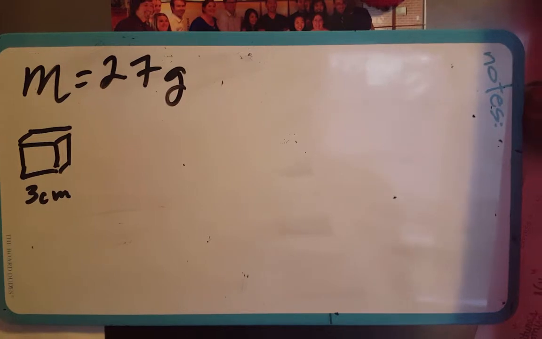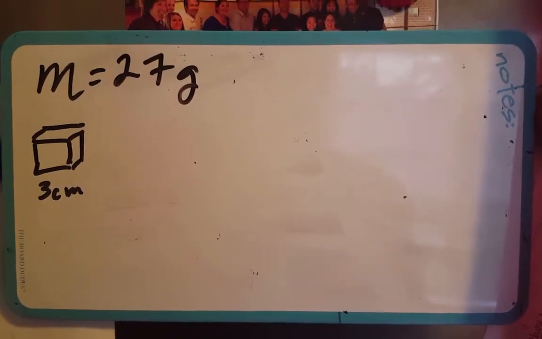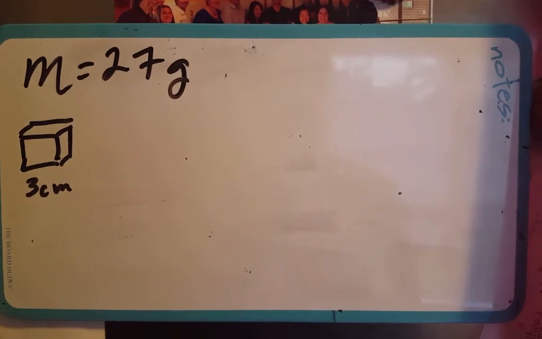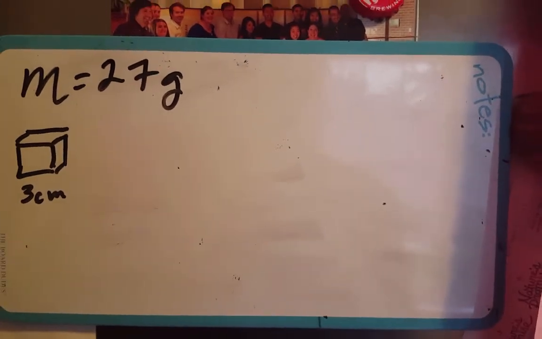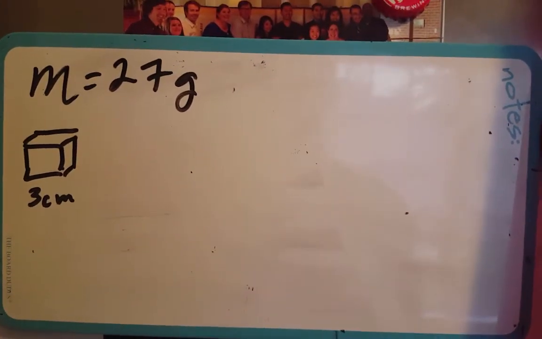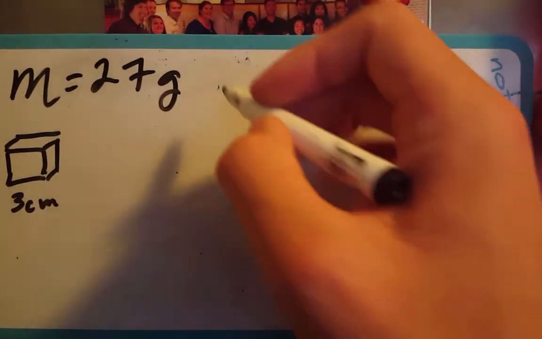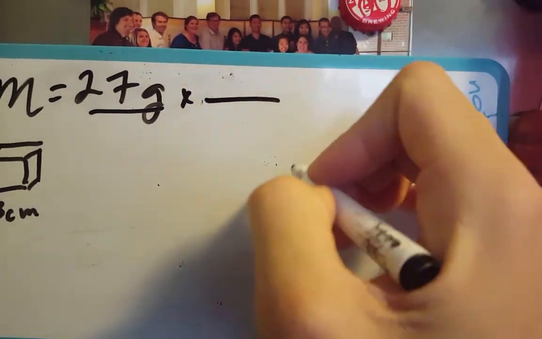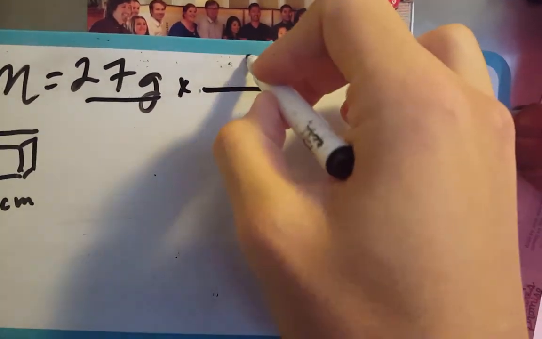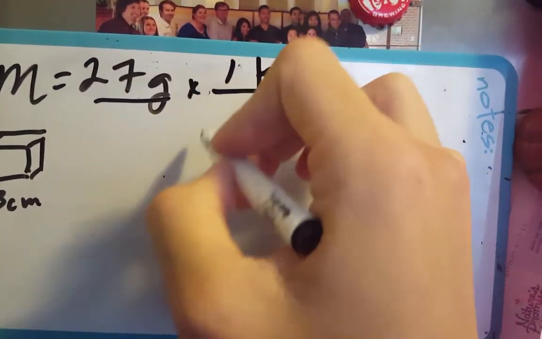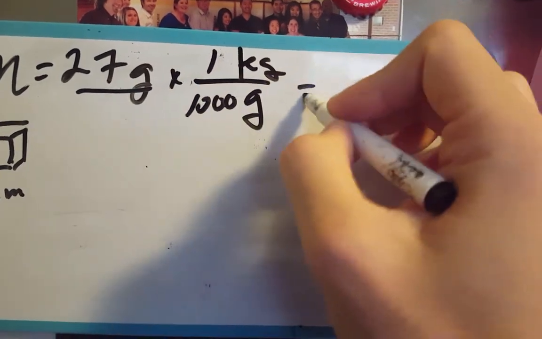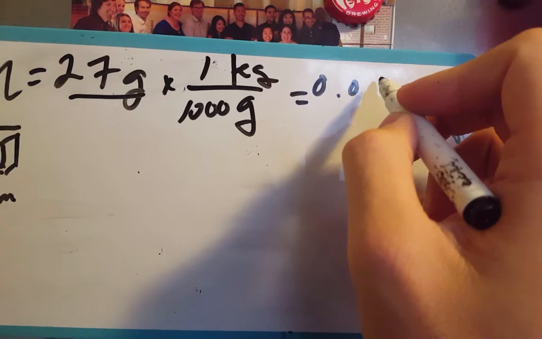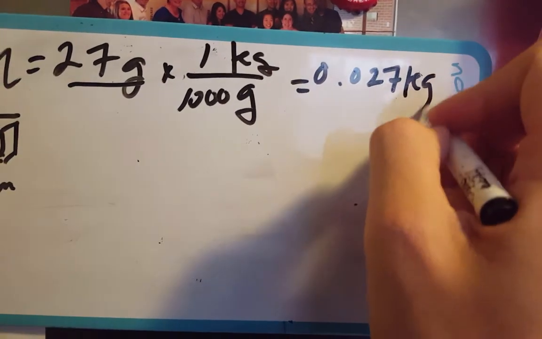So we have a block of wood with a mass of 27 grams, with a volume of a block with 3 centimeters each side. To start us off, I want to convert the 27 grams to kilograms. If we have grams in the numerator, we want to get rid of it, so we're going to put grams in the bottom, and the conversion unit at top. For every 1 kilogram, we have 1,000 grams, and that gives us 0.027 kilograms.